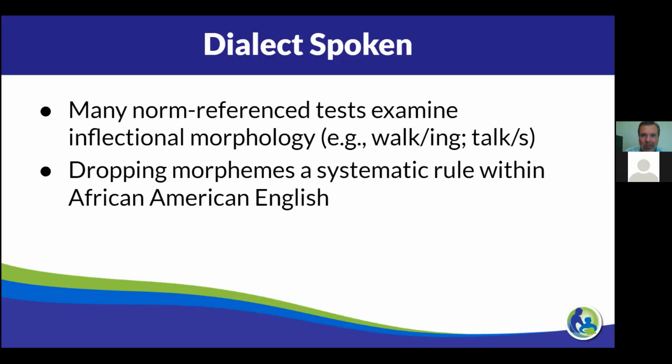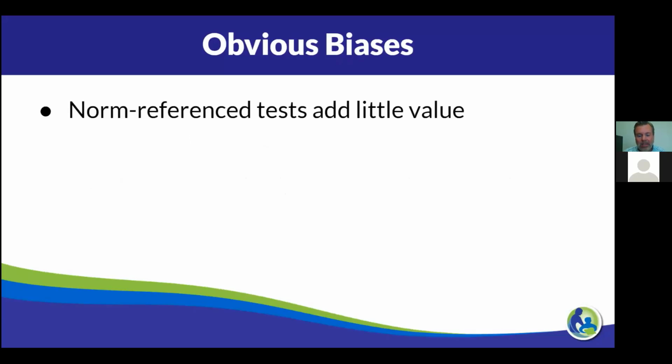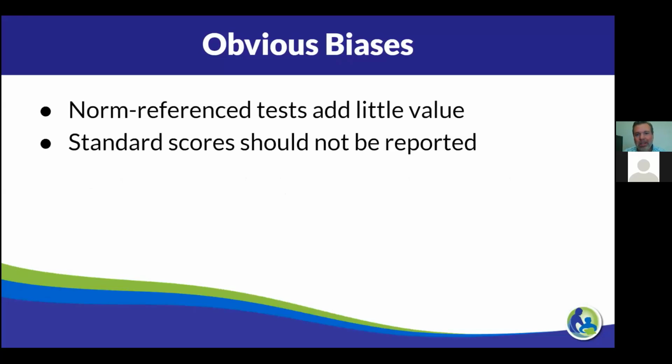So if we're looking at something like inflectional morphology with a student who speaks African-American English, then that test is going to be biased. So with these obvious types of biases, ultimately the norm reference tests, they don't add much value or they add very little value. The standard scores, the percentiles, if it's not adding value, they really shouldn't be reported.